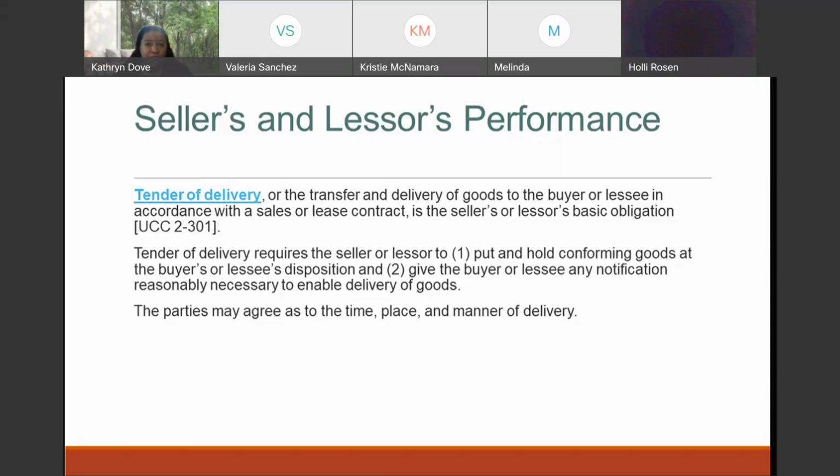Sometimes the goods are available at a dock or the goods are placed in a warehouse. The parties may agree as to the time, place, and manner of delivery, but when those goods have been tendered, the seller does need to let the buyer know, hey, your goods are now available at the dock, or your goods are now available at the warehouse. Delivery has been tendered, and that's UCC Rule 2-301. And again, all these UCC provisions are also on the internet. If you Google them, you'll find everything you ever wanted to know about the UCC.